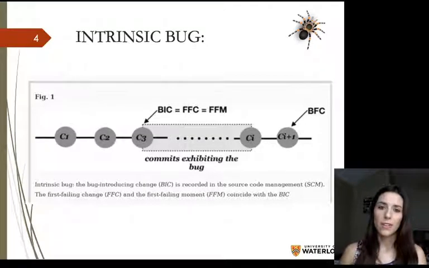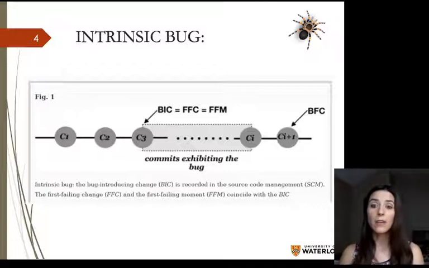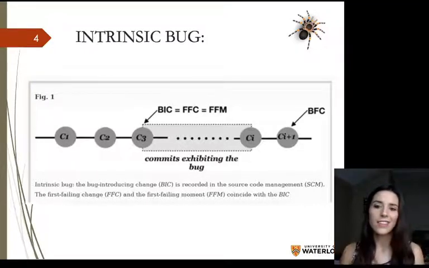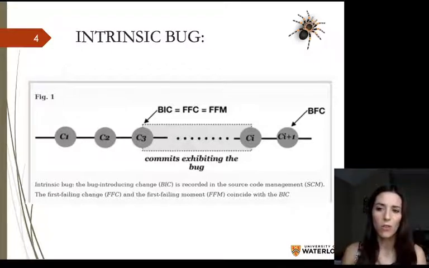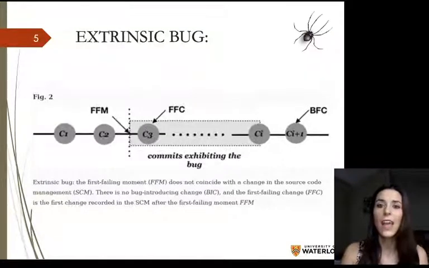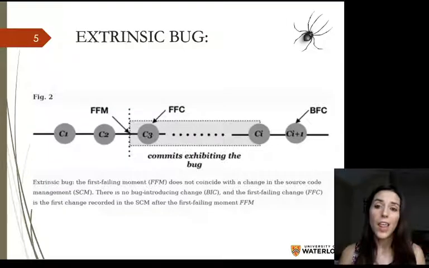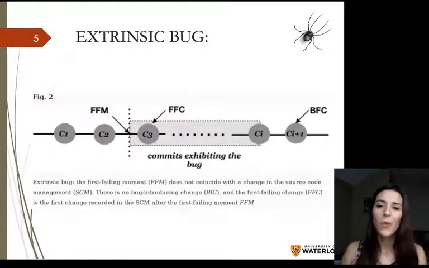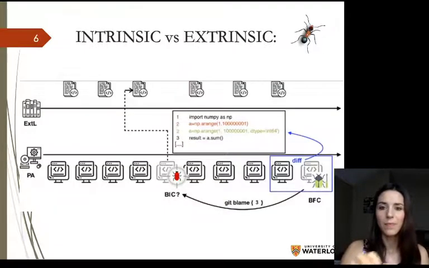So here we have an example. If we have the commit history of all changes done in the project, an intrinsic bug is when, starting from the bug fixing commit backwards, we can identify a specific change that caused the bug when it was written. However, the extrinsic bugs don't have a specific change recorded in the version control system. So if we start from the bug fixing commit and we go backwards, we cannot identify a change that wrote buggy lines at the time of being committed.